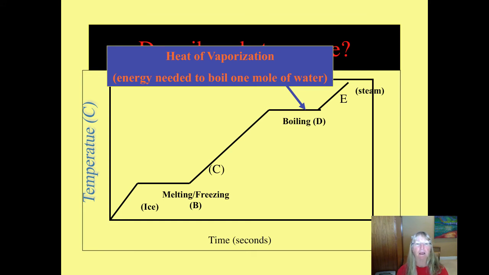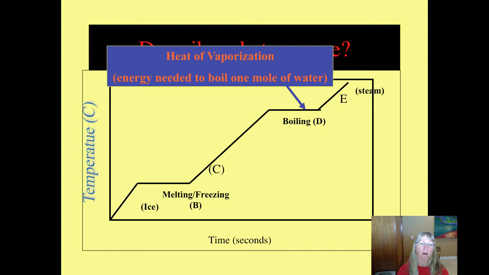So D must be the heat of vaporization, the energy needed to boil 1 mole of water. Let's make sure we say that correctly. Heat of vaporization is the energy needed to vaporize 1 mole of any substance. In this particular case, it's the energy required to boil or vaporize 1 mole of water. And those take place at very familiar temperatures upon which we base the Celsius scale.